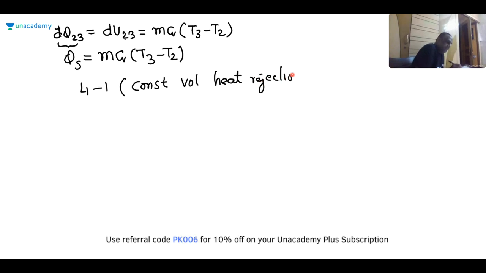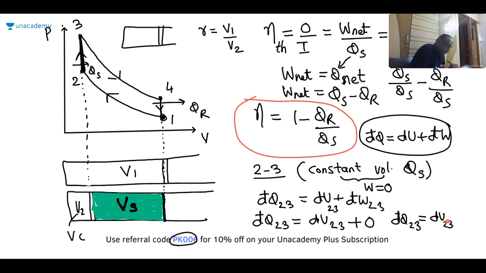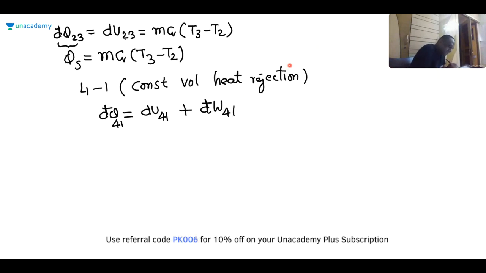4 to 1 is constant volume heat rejection. Dekho, dQ is equal to dU for 4 to 1 plus dW for 4 to 1. And you know very well, for 4 to 1 it is a constant volume process. Piston is not moving, volume fixed there. So work transfer in constant volume from your thermodynamics is what? Zero. So 4 to 1 work is zero.